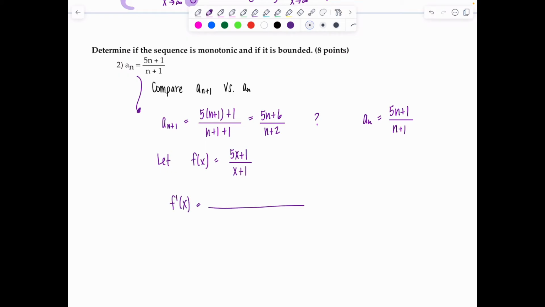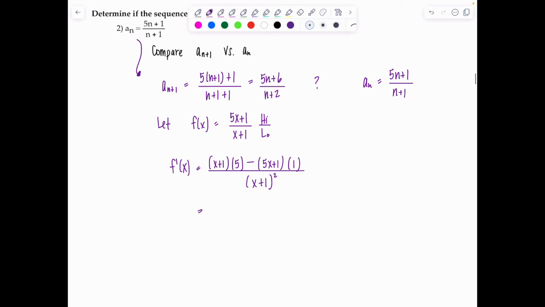Now we're doing OG quotient rule. I sing the little song, high over low. Think the numerator is high, denominator is low. The song goes, low-d-high minus high-d-low over low-low. It's more like a rap, okay? So low is the denominator, d high is 5, minus high, the numerator, d low, derivative of the bottom is 1, over low-low. You could also say square the bottom, away you go. That's the remix.